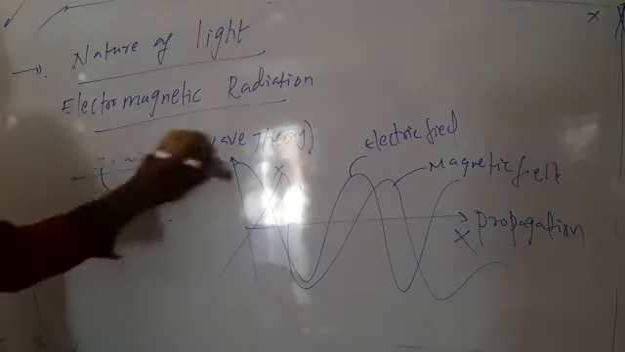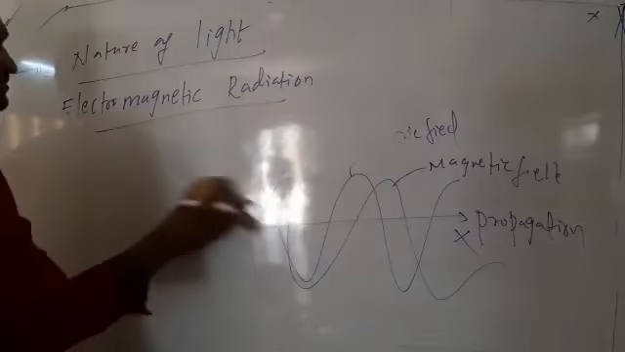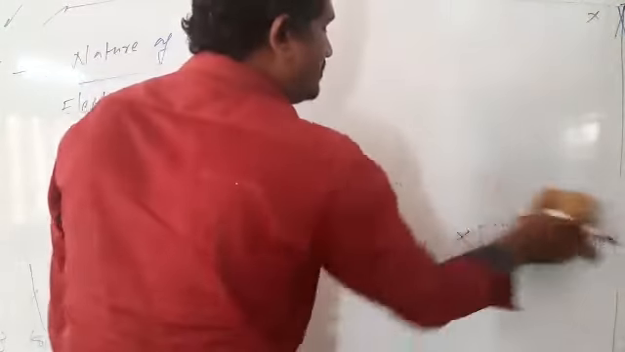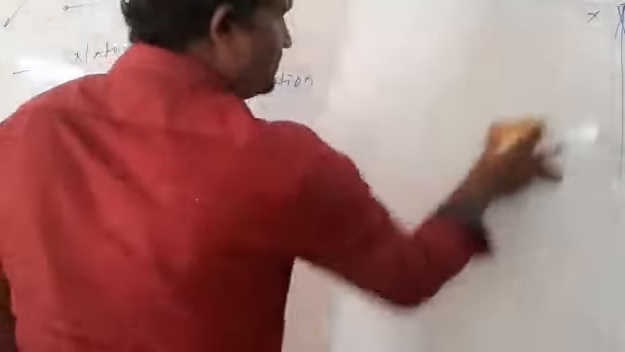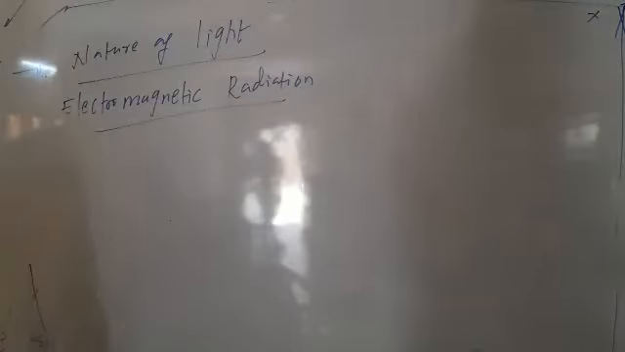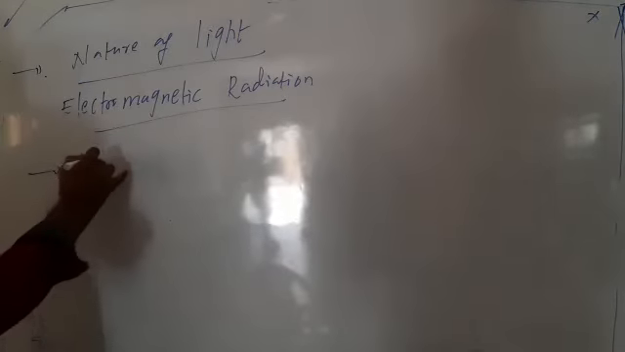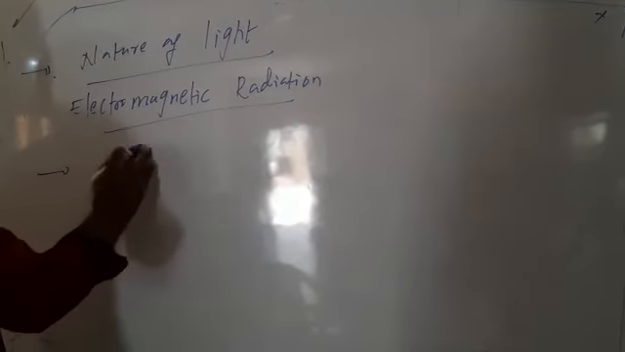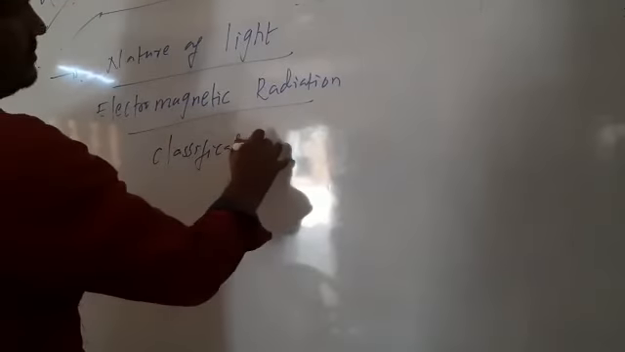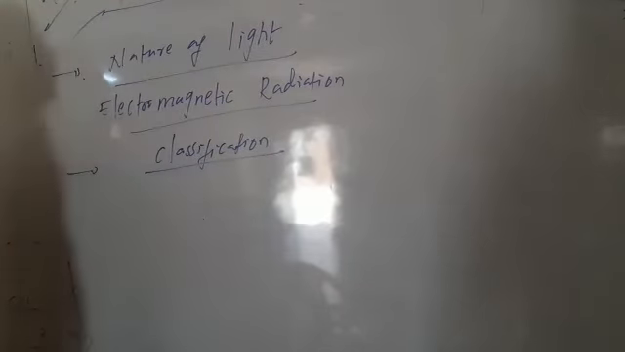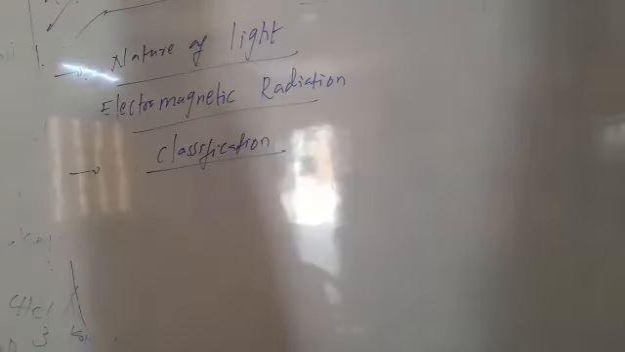Next, the characteristics and classification of electromagnetic radiation. Electromagnetic radiation is classified based on its wavelengths or energies.